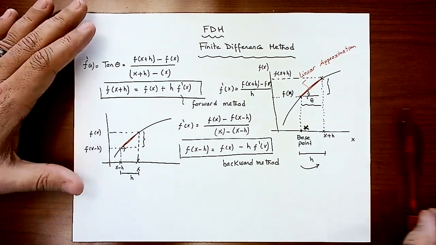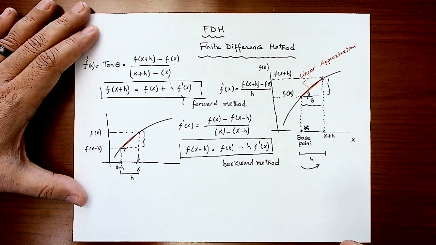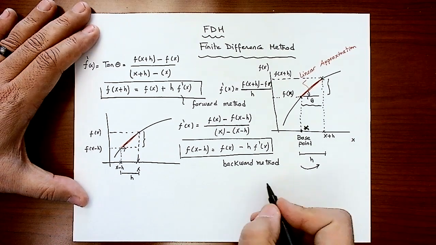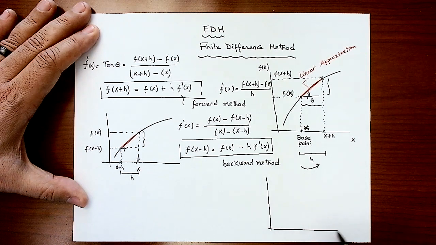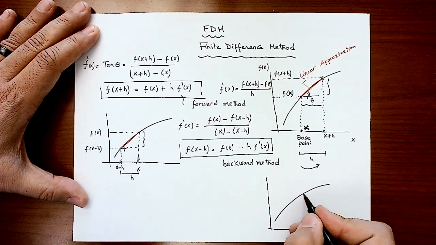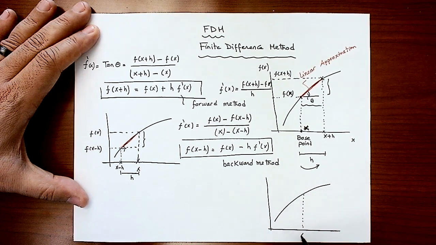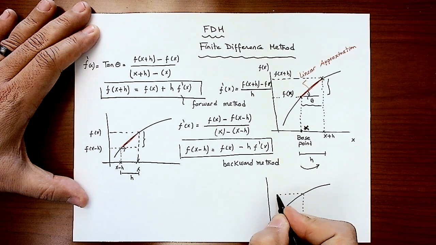Another way to do that is, okay, I'm going to do something different here. I'm going to take that function. This is my base point x, and this is the function f of x.